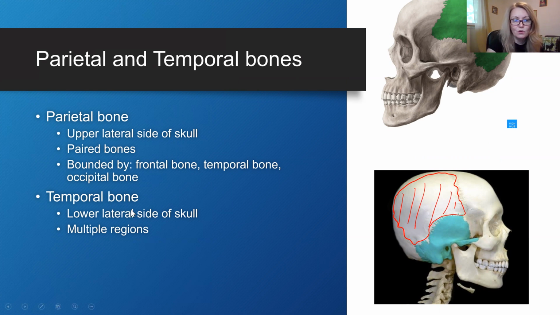Next bone is the temporal bone. It's also paired, shown here in green color. It's a lower lateral side of the skull, so it's on the lateral side and it's inferior. It has multiple regions. One we already described, the zygomatic process of the temporal bone. This one is called external acoustic meatus. This is where your external ear canal is located. This process is called styloid process. This process is called mastoid process, and you have many muscles attached to these processes.